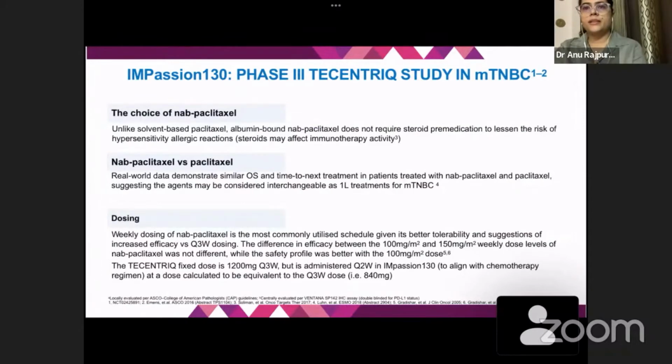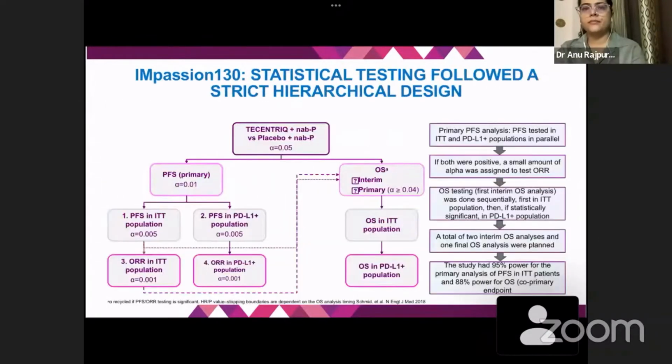The choice of nab-paclitaxel, as we all know, is because it has a lesser risk of hypersensitivity reaction. But if we see the overall data, there is no difference between using nab-paclitaxel or paclitaxel. So we can combine with either nab-paclitaxel or paclitaxel. So this is the study design.